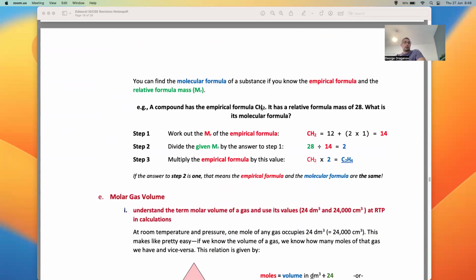So once you've worked out the empirical, what you do is you add it up. So 12 plus 2 times 1, and you get 14. Then what you have to do is see how many times this one fits into this one. So 28 divided by 14 is 2. So you can fit 2 of these into this mass. So you double each atom. So it becomes C2H4. And it's done.